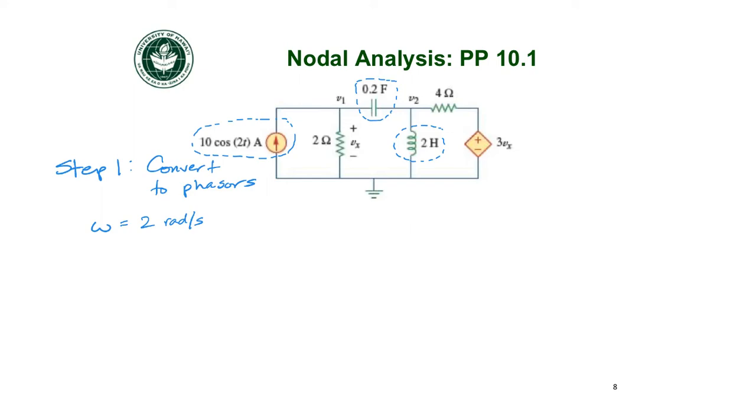And so what we're going to do is convert to phasors. So we're going to lose that frequency information in the phasor form. So we have to just remember that this circuit has a frequency of 2 radians per second. Okay, then we're going to convert the current source to the phasor representation.